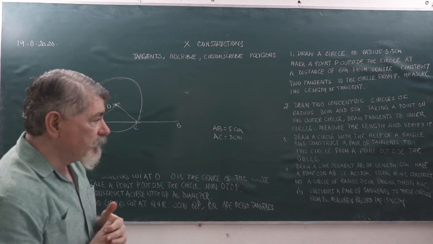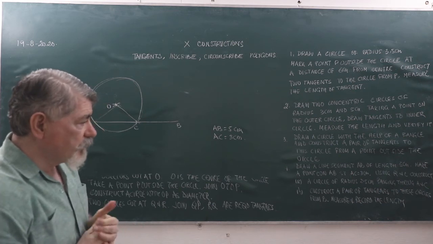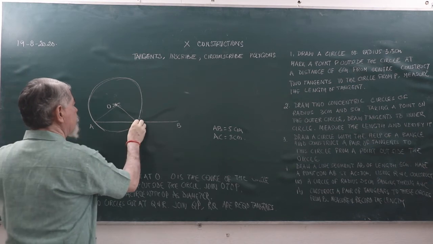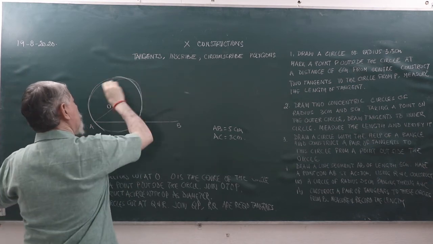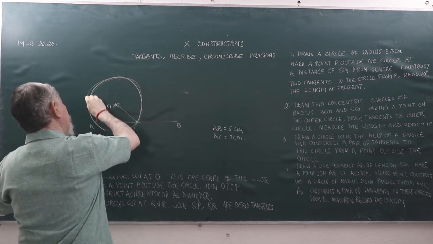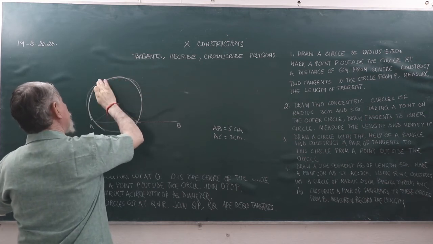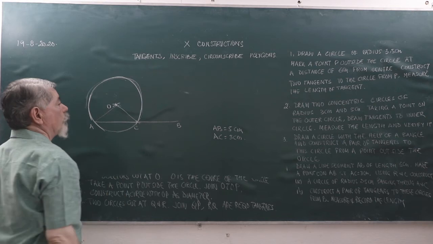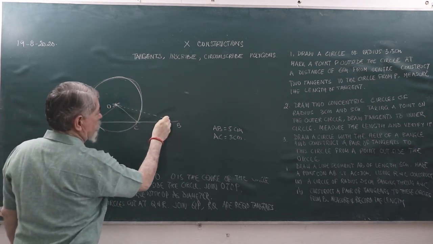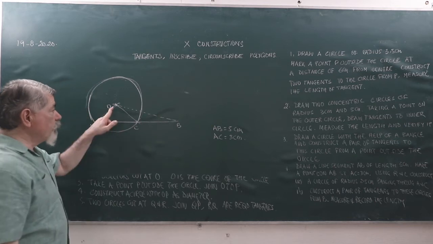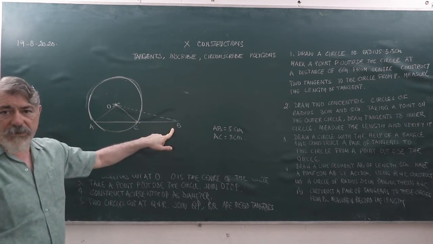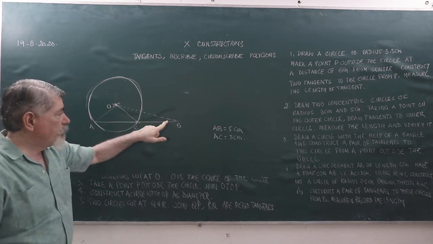Now construct a pair of tangents to this circle from B. Again we have the same problem of constructing tangents. What are we going to do? We join O to B. Because O is the center, O should be joined to the point from where I want to draw the tangent.